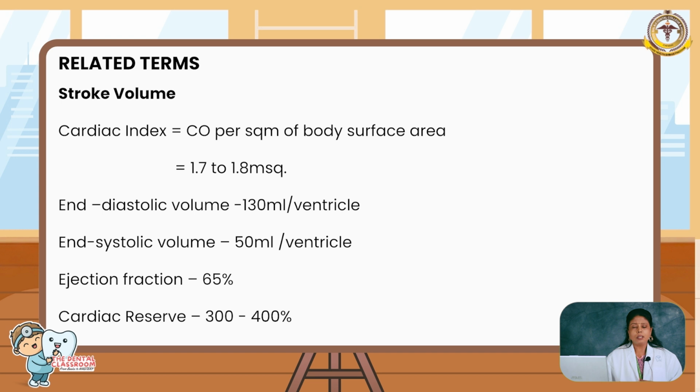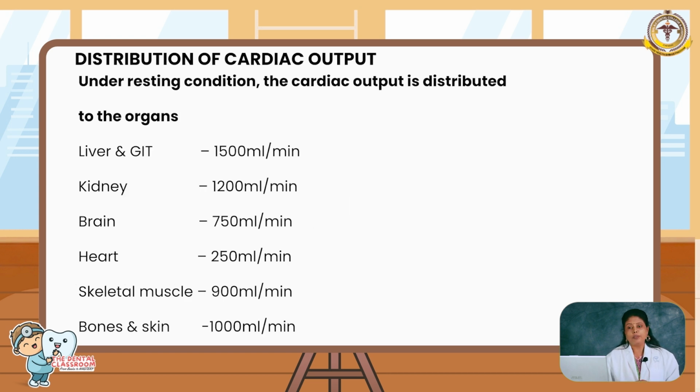Let us see some related terms. Cardiac index. Cardiac index is the cardiac output per square meter of body surface area, and end diastolic volume, which is the volume of blood which is in the ventricles at the end of diastole, which is roughly around 130 ml per minute. And end systolic volume is the amount of blood which is in the ventricles at the end of systole. And ejection fraction is the fraction of blood which is pumped from the ventricle during each beat, that is around 65%.